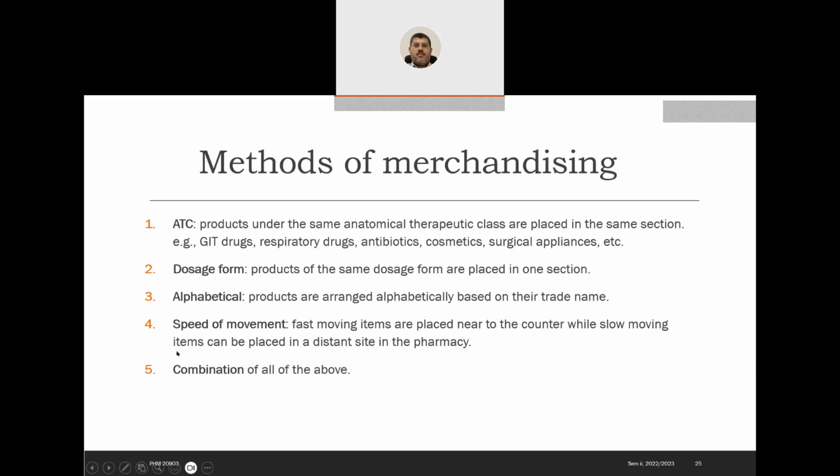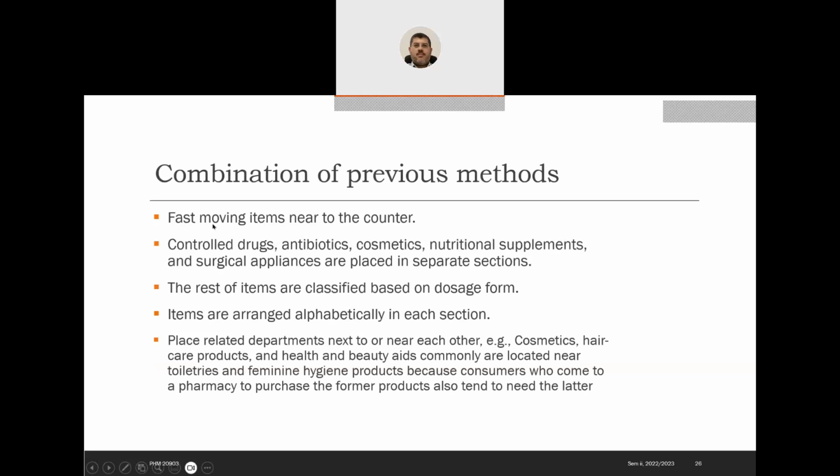Okay. But in reality, we don't follow one system. We usually follow a combination of all the above. How? If you work in any pharmacy, usually fast-moving items, irrespective of the dosage form or the name, will be placed near to the counter. Usually, some items will be placed based on the ATC system, anatomical therapeutic classification system. So usually antibiotics are separately arranged. Controlled drugs, cosmetics, and nutritional supplements will be in separate sections. And also surgical appliances will be in separate sections.